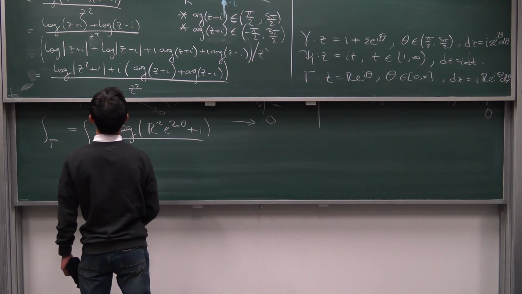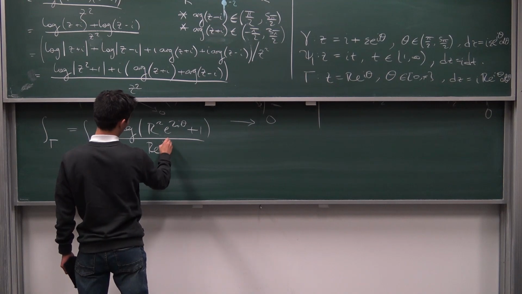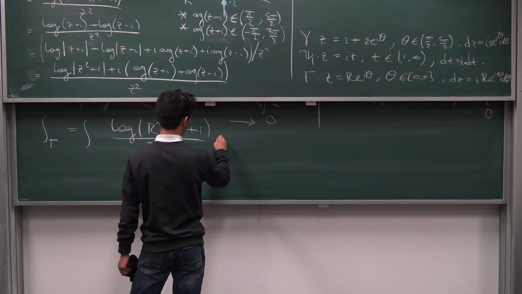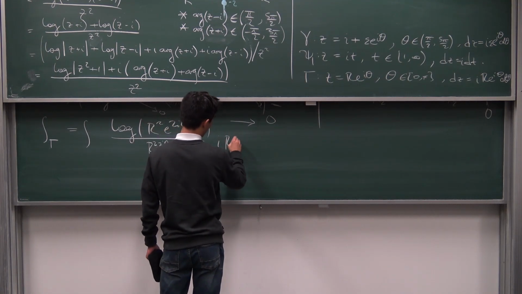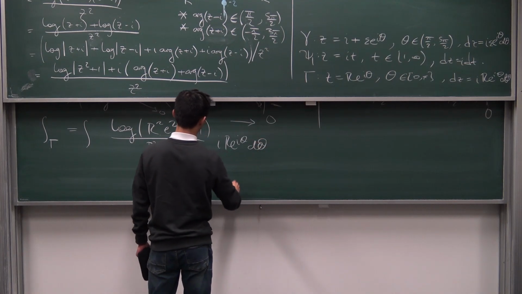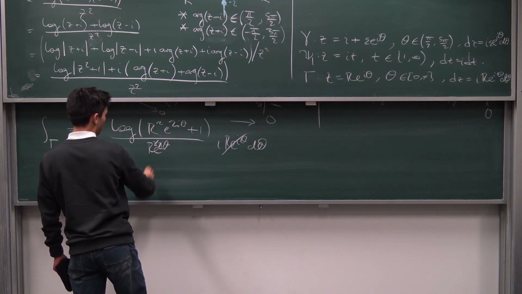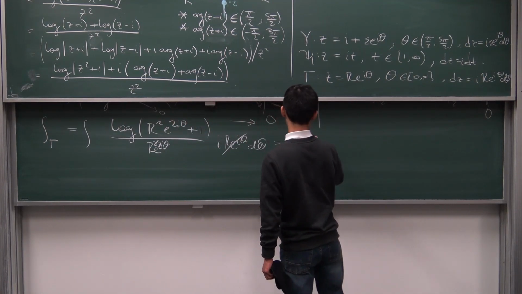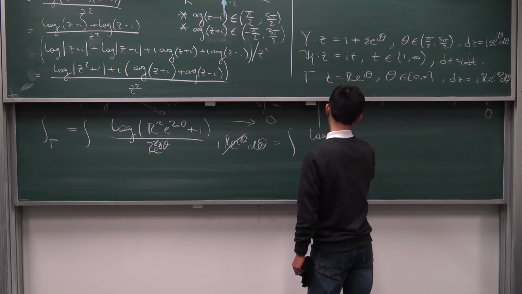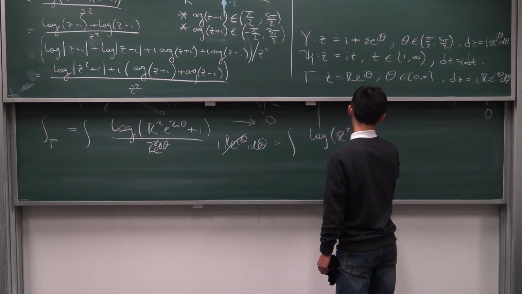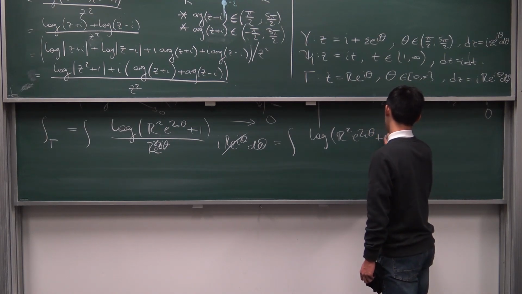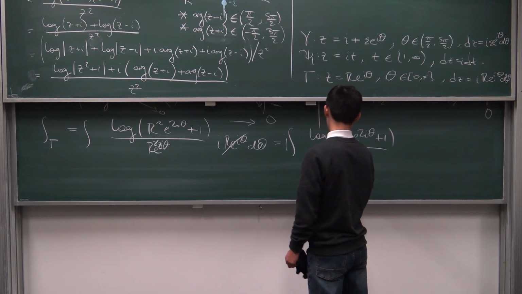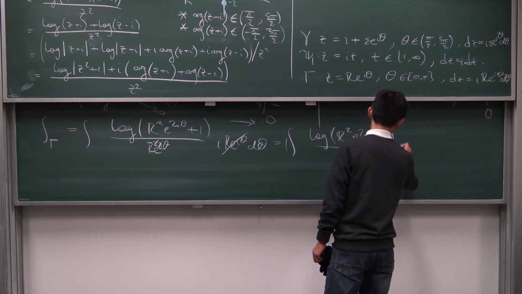And all of this is divided by, we have r e to the I theta, actually r squared e to the 2I theta, and then our dz becomes I r e to the I theta d theta. You may notice this and the squares over here cancel, so this is going to give us the integral of logarithm of r squared, and then we have e to the 2 times I times theta, plus 1, and all of this is divided through by, well, we have the I out to the front, and we have r e to the I theta, and then we have a d theta.